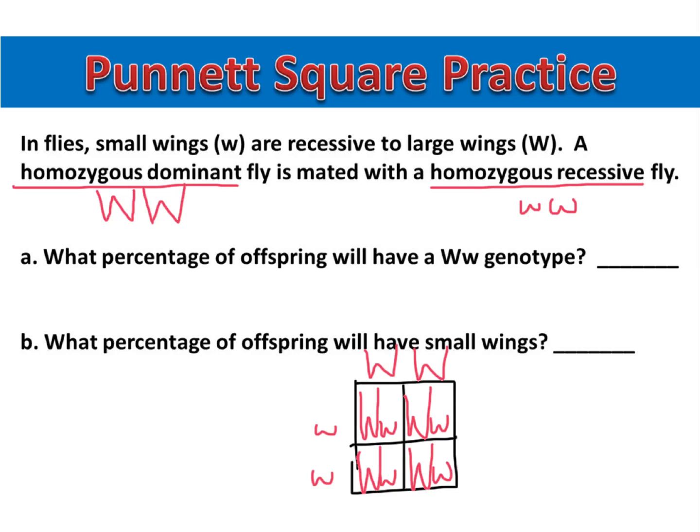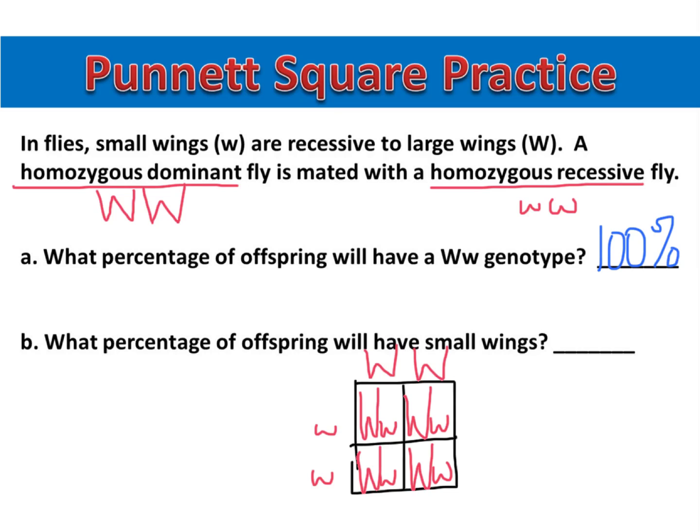So looking at my questions, what percentage of offspring will have a capital W, lowercase w genotype, or heterozygous genotype? Well, if you look, all of my boxes in my Punnett square are capital W, lowercase w. They're all heterozygous. They have one of each. All right, and so since all of them are, that means 100% have that genotype.